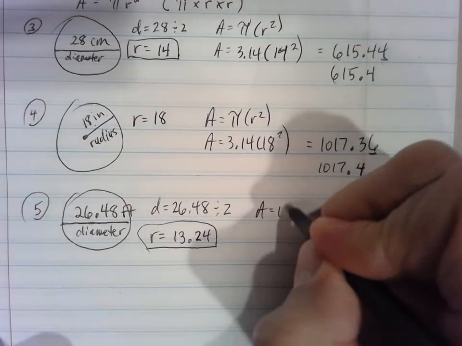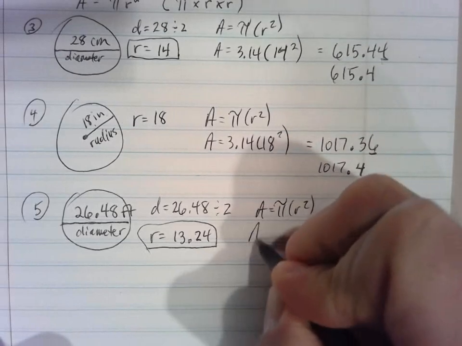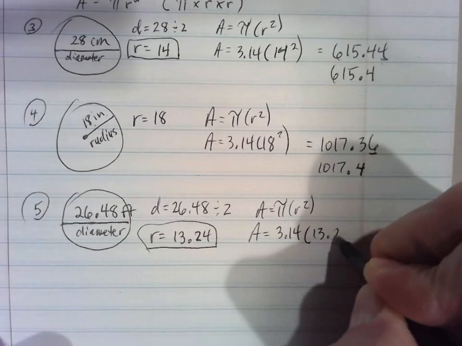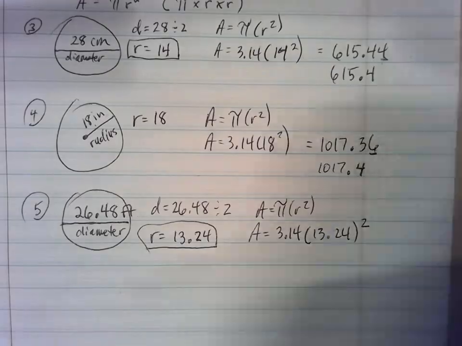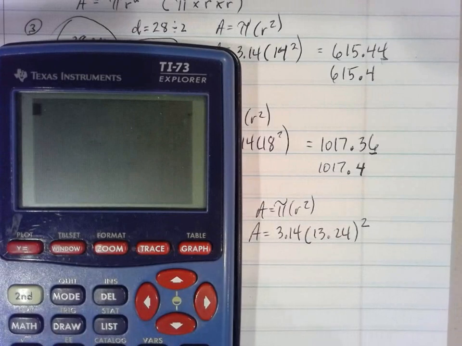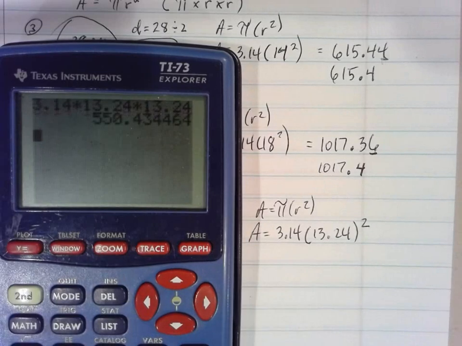So again, it's pi times radius squared. 3.14 is what we're using for pi. Radius is 13 and 24 hundredths, and we have to square that. So 3.14 for pi times the radius, 13 and 24 hundredths. Again, if you don't have the squared button, just multiply it, putting the radius in there twice. If you do have the squared button, make sure you do 13 and 24 hundredths squared, and you can see those answers are exactly the same.